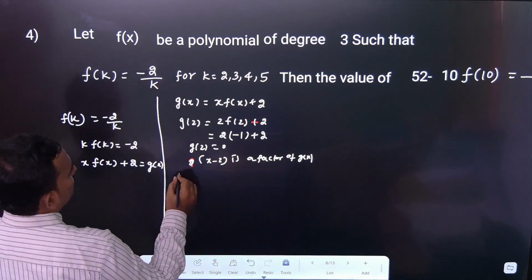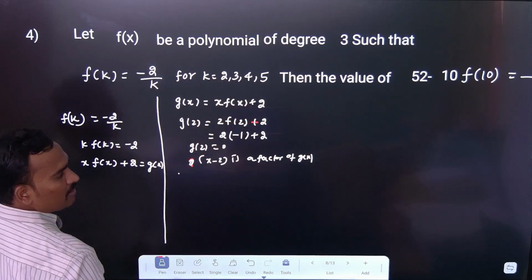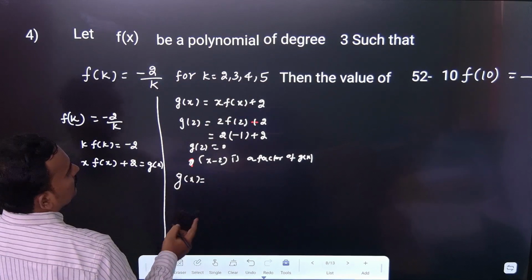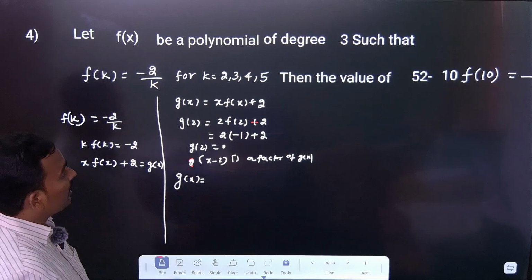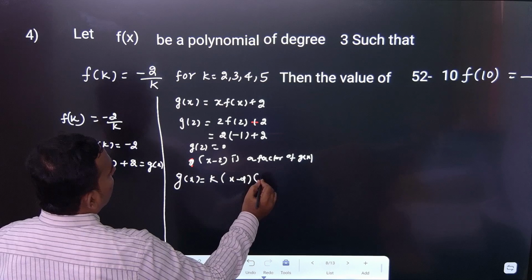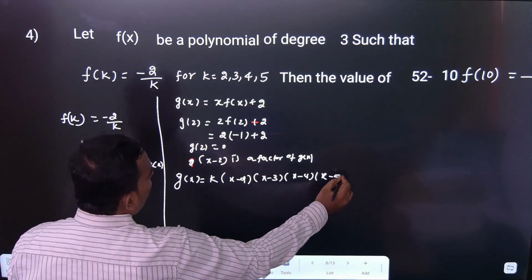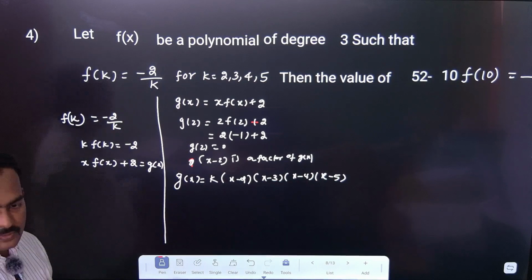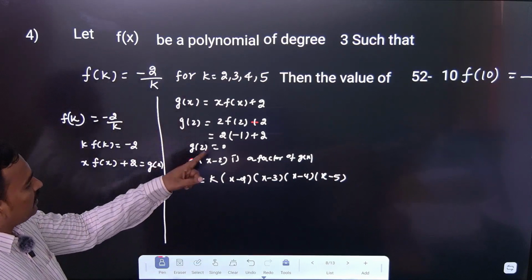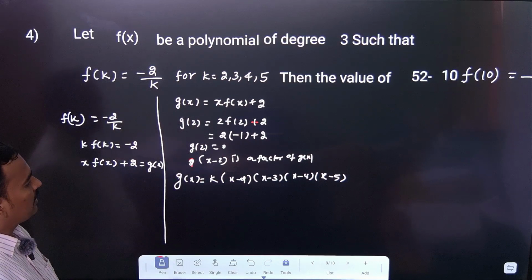Same way you can substitute 3, 4, 5. Everything will be 0 only. Therefore, we can say g of x, how to write? g of x, we can write some k times (x minus 2)(x minus 3)(x minus 4)(x minus 5). If you multiply, you will get g of x. Why are we writing like this? Because this satisfies the condition, it's a factor. Using the factor theorem, we can say that.